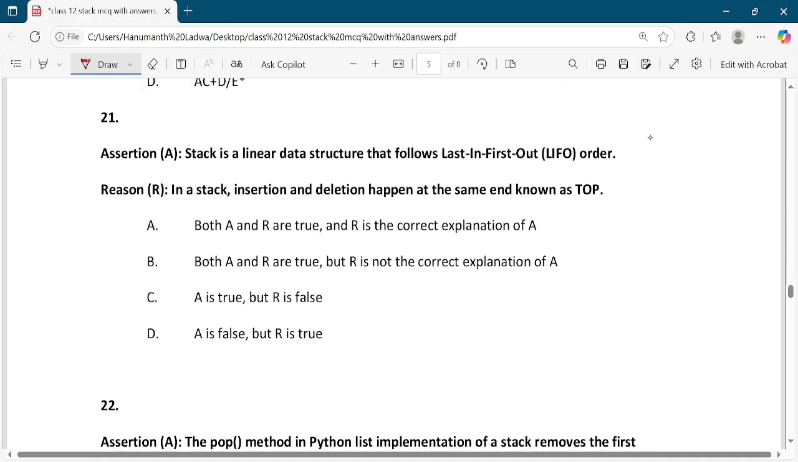Question number 21. Assertion A: Stack is a linear data structure that follows last in, first out order. This statement is true. Reason R: In a stack, insertion and deletion happen at the same end known as top. This statement is also true. So here option A, both A and R are true and R is the correct explanation of A, is the right answer.